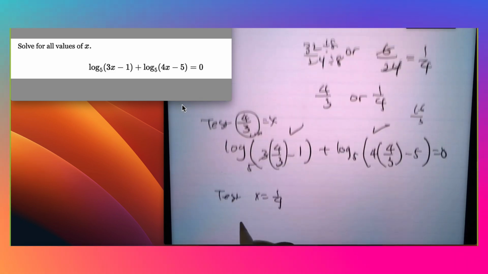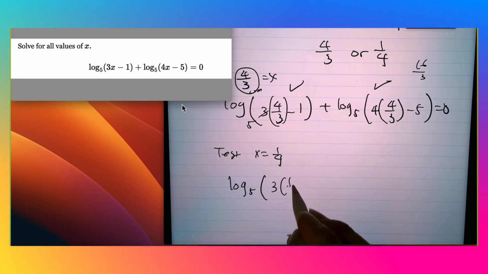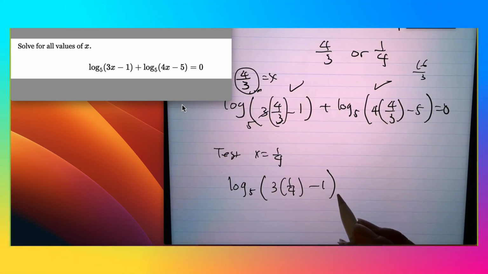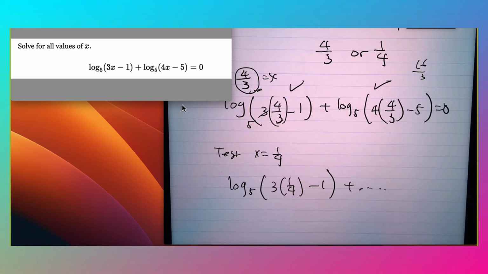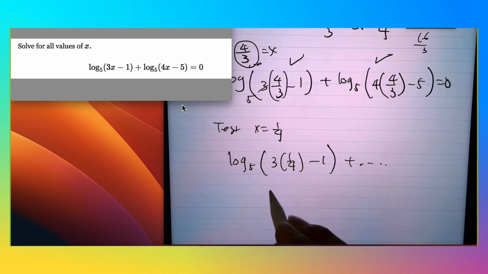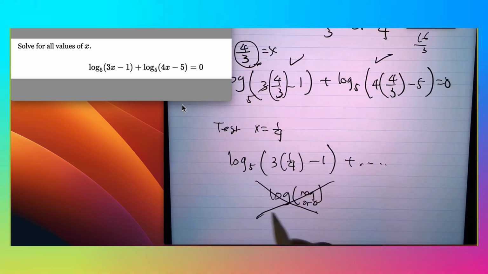So log base 5 of 3 times 1/4 minus 1. Okay, the moment I see this, I don't need to test anything else. The reason is 3 over 4 is 0.75, and subtracting 1 from 0.75 will cause the log function of base 5 to have a negative argument. A log cannot have any negative value in it, or 0. That's not possible, at least for real solutions.